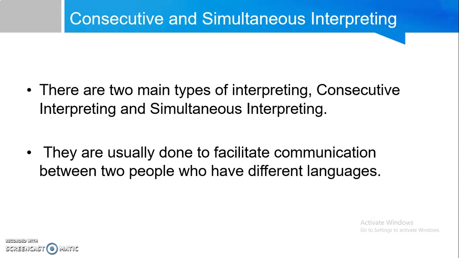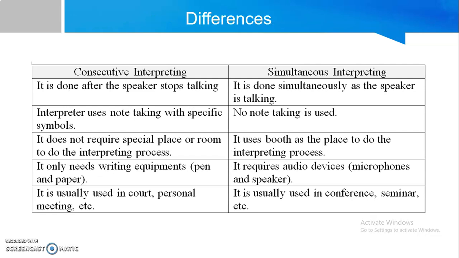Amongst many types of interpreting, consecutive and simultaneous interpreting are the main types of interpreting. Mostly interpreting is done both consecutively and simultaneously. And the use of interpreting is to facilitate communication between two people who have different languages. So in this condition, the interpreter is very important. So what are the differences between consecutive interpreting and simultaneous interpreting?